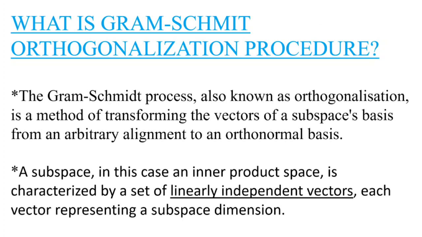Next, what is the Gram Schmidt orthogonalization procedure? The Gram Schmidt process, also known as orthogonalization, is a method of transforming the vectors of a subspace basis from an arbitrary alignment to an orthonormal basis. A subspace, in this case an inner product space, is characterized by a set of linearly independent vectors, each vector representing a subspace dimension. The Gram Schmidt process takes those vectors and generates the same number of orthonormal vectors.